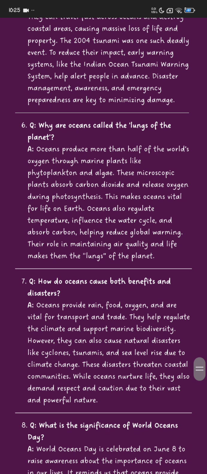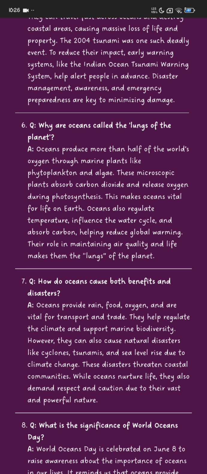Number 6. Why are oceans called the lungs of the planet? Oceans produce more than half of the world's oxygen through marine plants like phytoplankton and algae. These microscopic plants absorb carbon dioxide and release oxygen during photosynthesis.